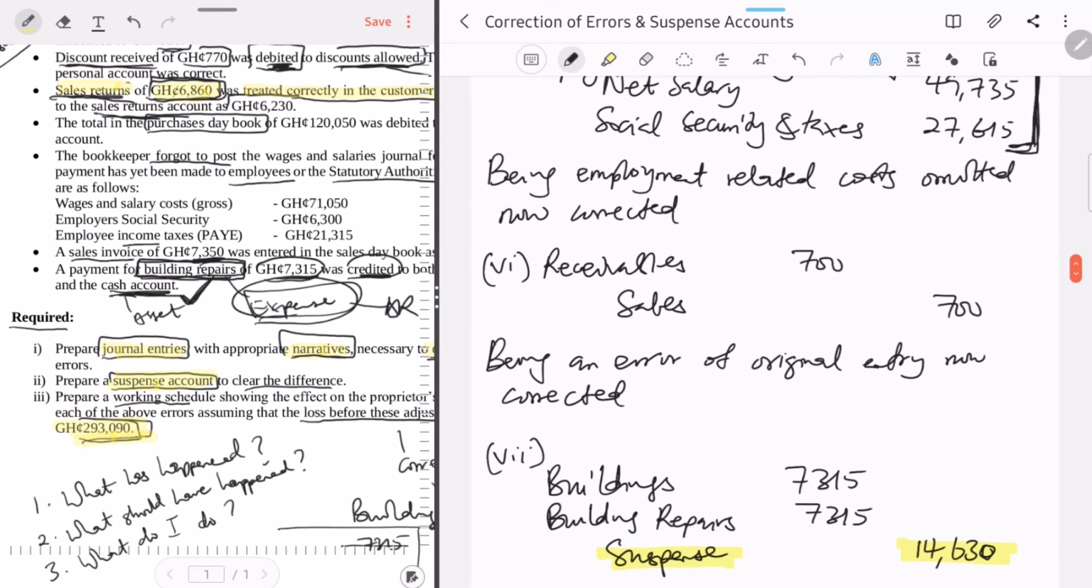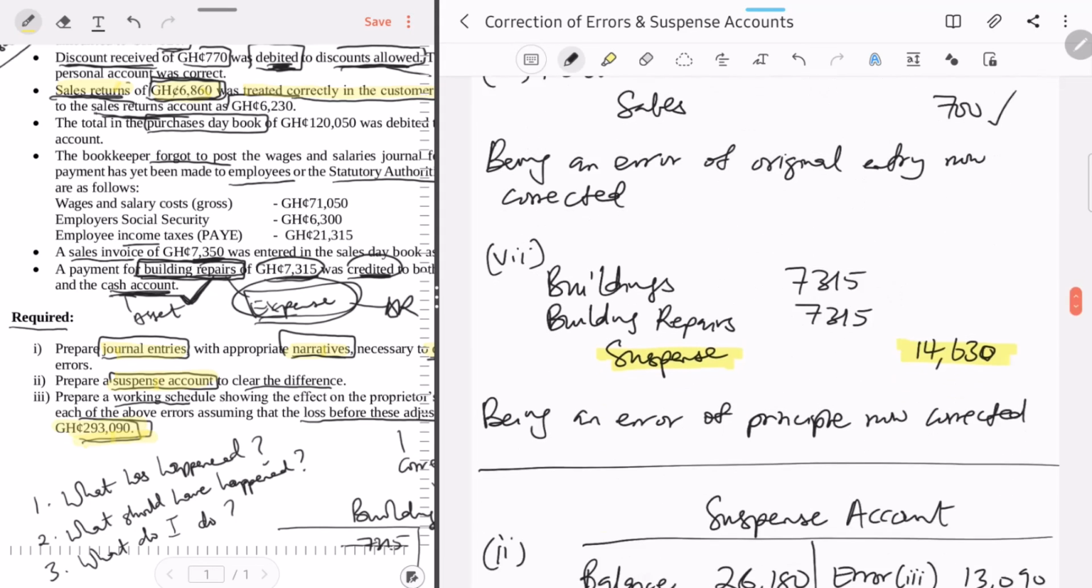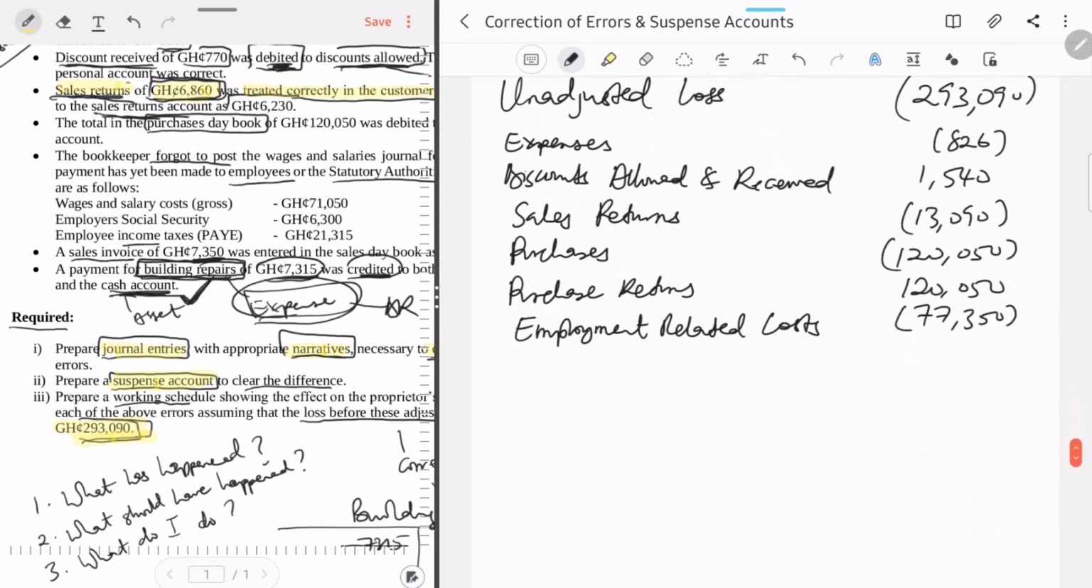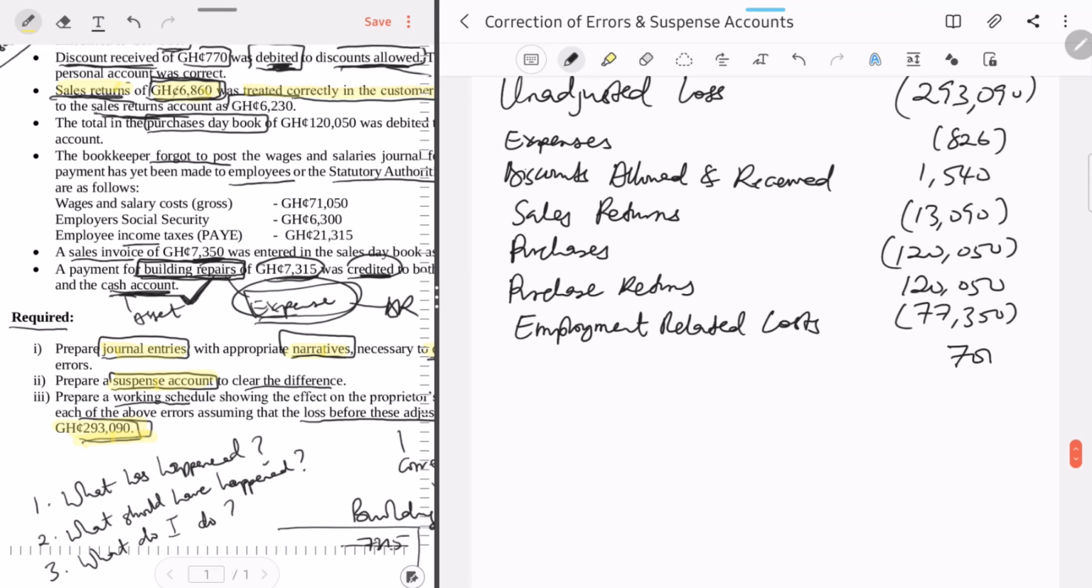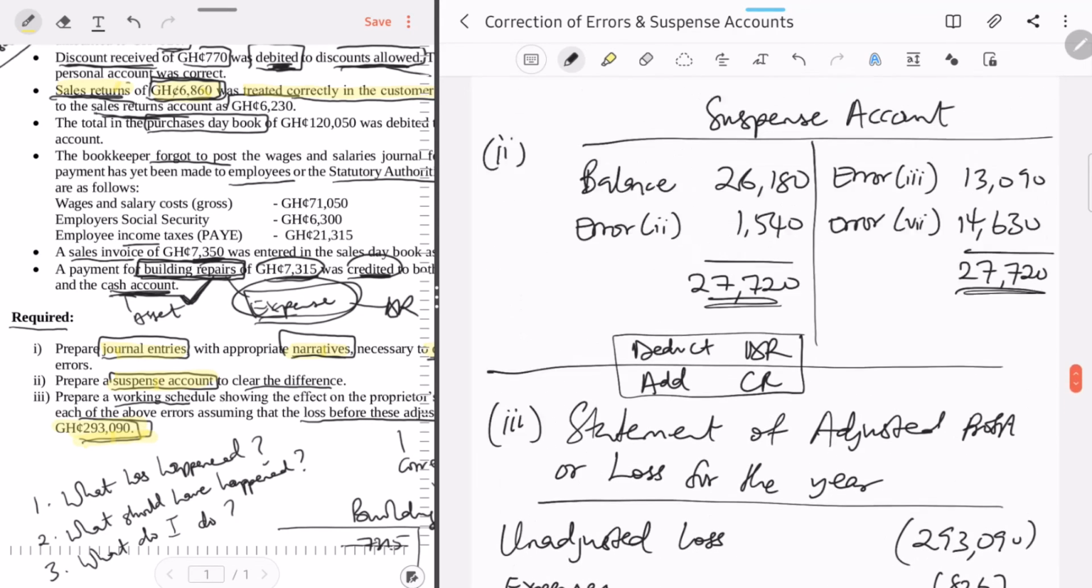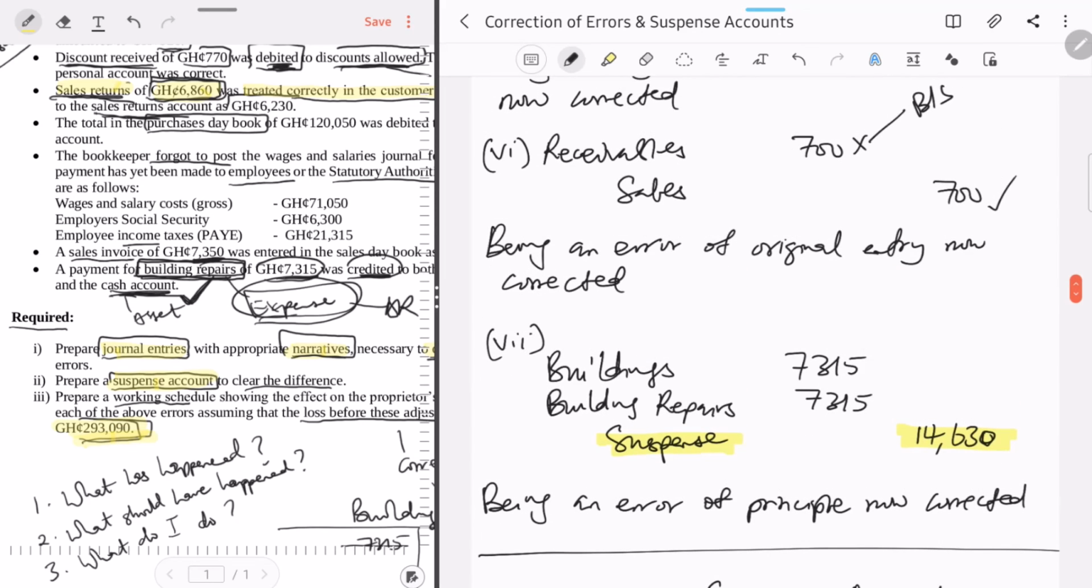The next, receivables. No, this is an asset on the balance sheet, but sales, yes, it's on the income statement. What did we do? We credited with 700. What do I do? Add credits, deduct debits. So I come and add 700 because it's a credit. So I corrected as a credit, so 700, I add sales. Okay, are we done? Okay, one last one.